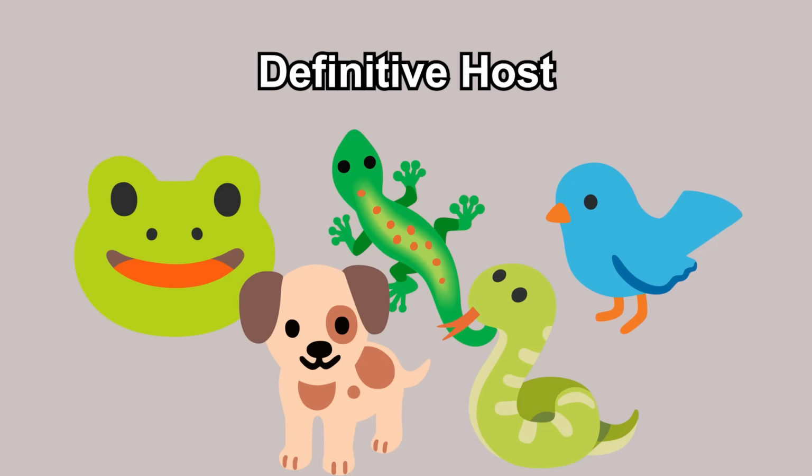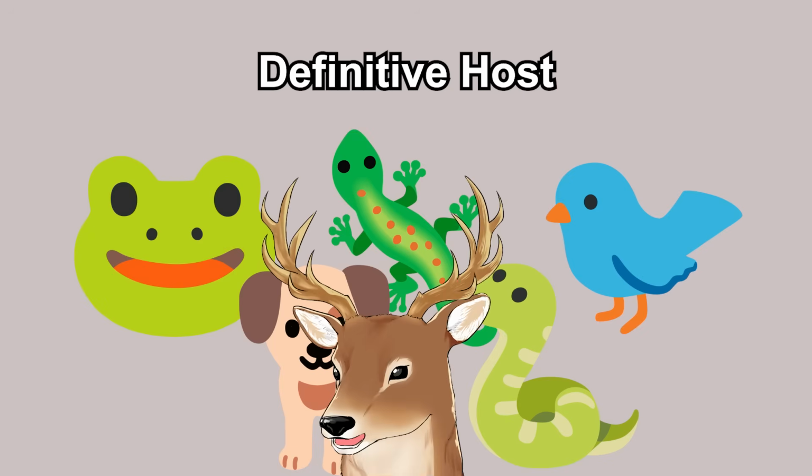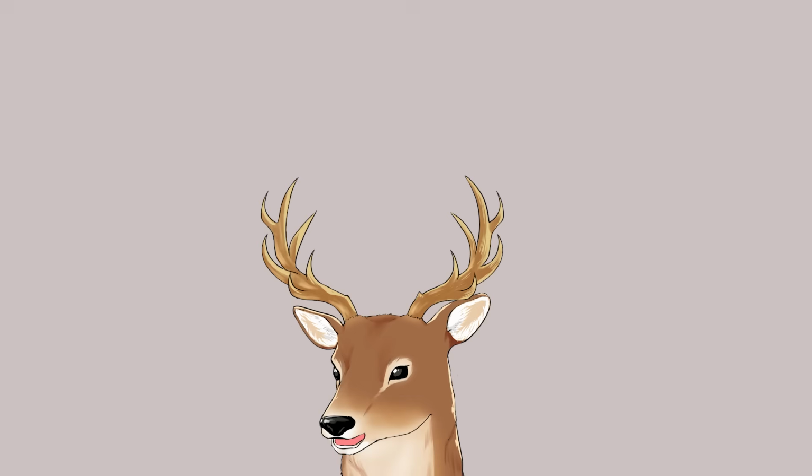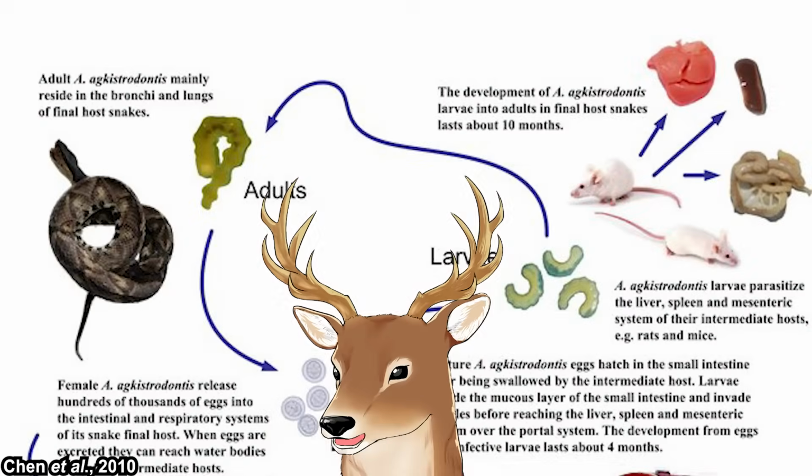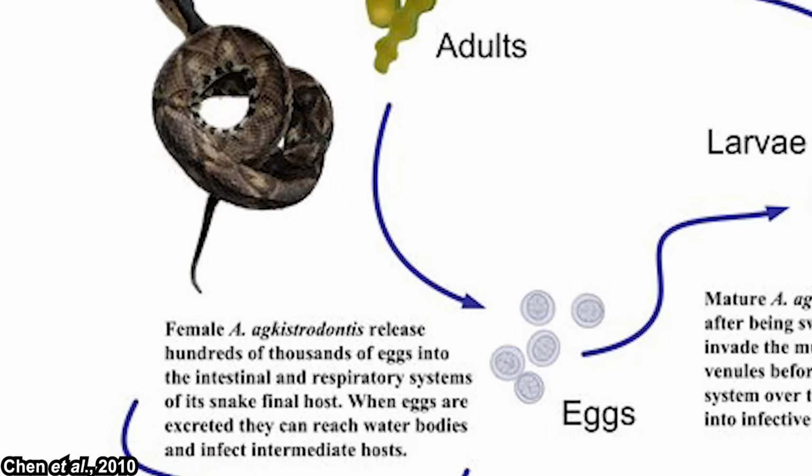That's their definitive host, though, meaning the host in which their adult form resides. Before entering their definitive host, they go through intermediate hosts first. So, in general, their life cycle is like this. Adults will lay eggs inside the definitive host's respiratory system.